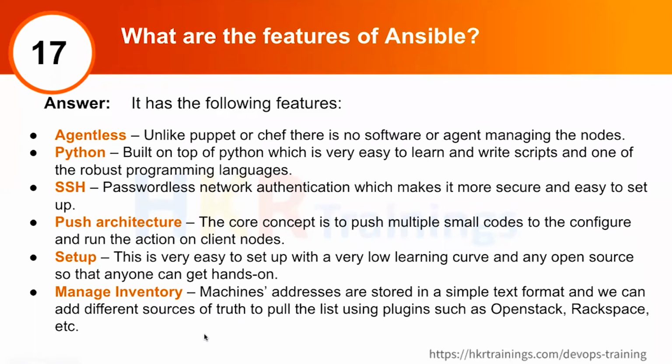Managed inventory. Inventory is nothing but the machine addresses where you want to execute your tasks. Machine addresses are stored in a simple text format, and we can add different sources of truth to pull the list using plugins such as OpenStack, Rackspace, etc., or the AWS Cloud, etc.